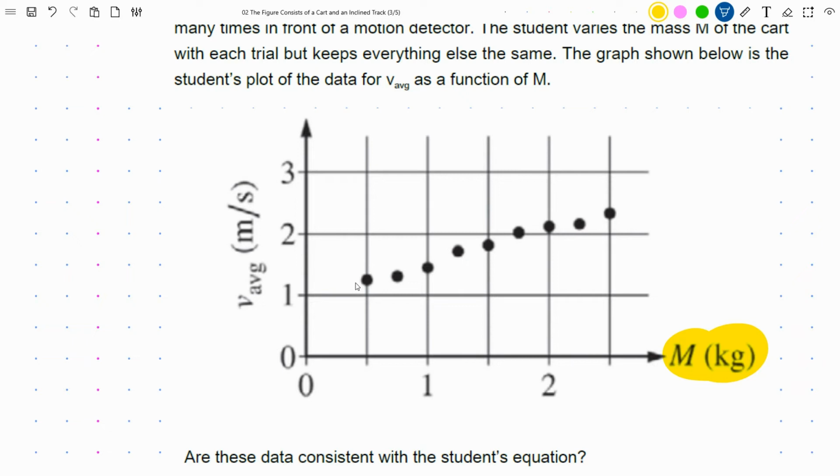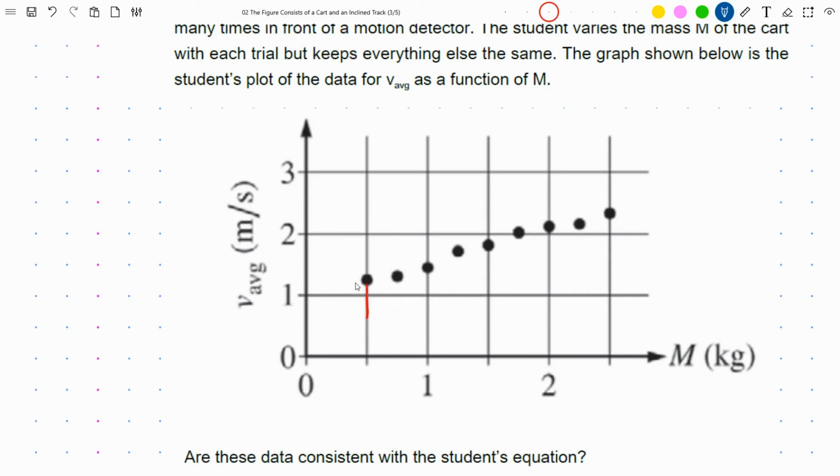So apparently the student started off with a mass of about half of a kilogram, maybe 3/4 of a kilogram, 1 whole kilogram, and so on. So there are various mass values that this student investigated. And each time they measured the corresponding average velocity. In fact, let's change that from a highlight to something that'll stand out a bit, like this.